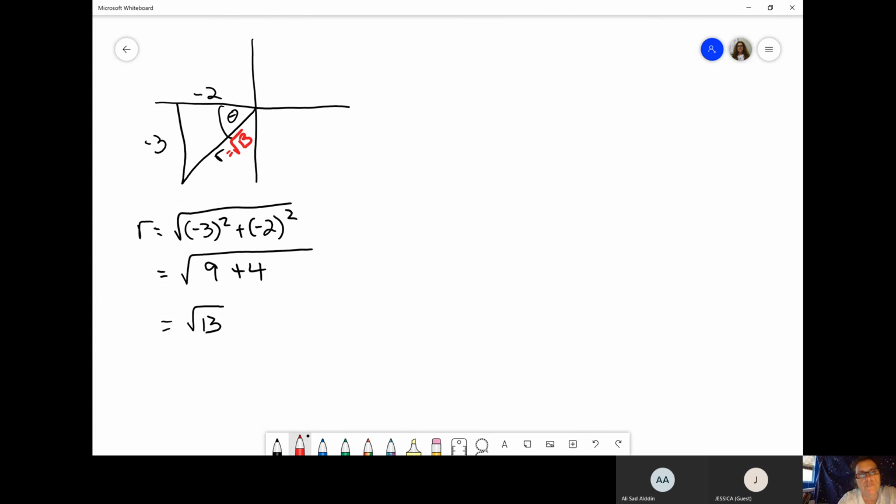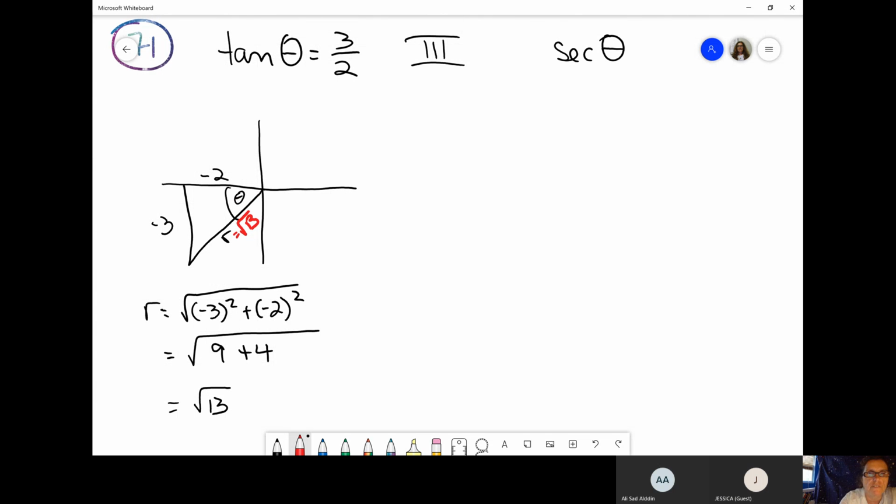Okay, we have to find the secant. So what is the secant of theta? It's not 1 over x, because that's not a unit circle. So it's the square root of 13 over -2. Square root of 13 over -2. So let's make this whole thing negative. Where you write the negative, I really don't care.